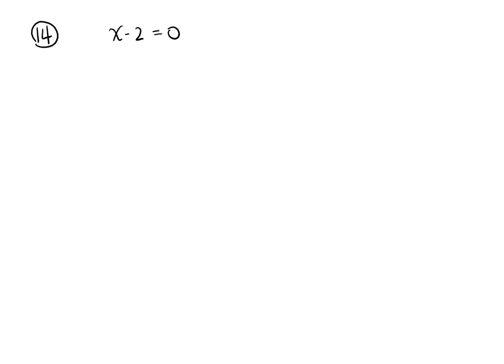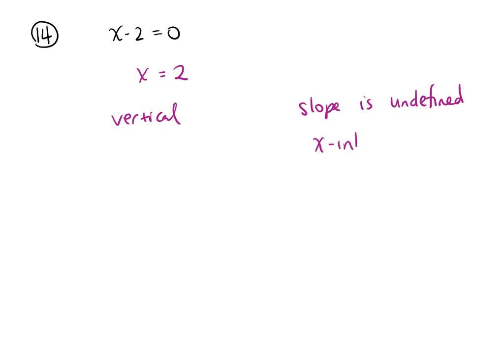Okay, so we have this line, and it's not written in any format that we recognize right off the bat. But if I isolate the x, I'm going to get x is equal to 2. And this should clue us in that we have a vertical line. When we have a vertical line, then my slope is undefined. But I do have an x-intercept of 2, and I don't have any y-intercepts. Because it's a vertical line, it's not going to cross the y-axis because it's parallel to it.